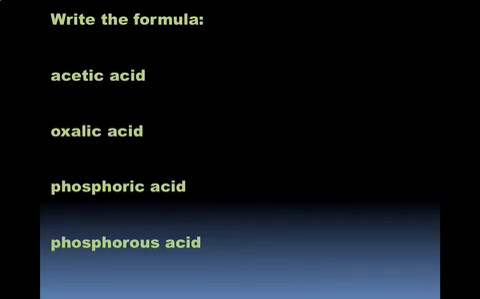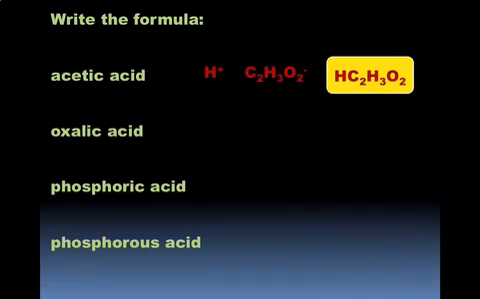To write the formula, you just go in reverse. So if it ends in ic, it used to end in ate, so acetic acid would be acetate. And hydrogen is paired with it, and we need the charges to cancel out. That's a +1 -1 situation. So it's going to be HC2H3O2. And we leave the H in front to show that it's not part of the ion.